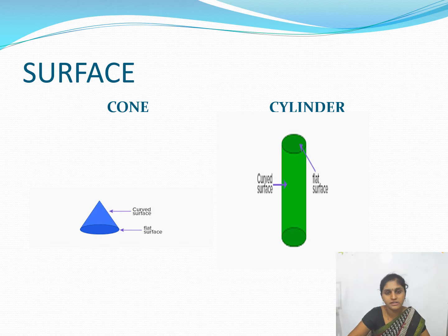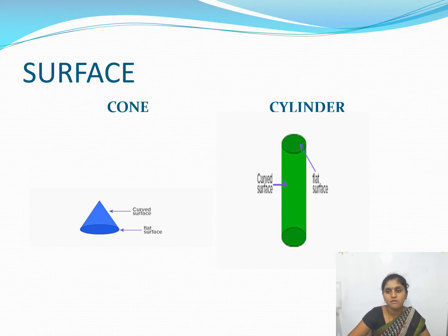See here, it is a cone. It has two surfaces, one is a curved surface and one more is the flat surface. You will celebrate the birthday now, and you will wear the birthday cap. Which shape is it? Yes, it is a cone shape. How many surfaces does it have? Two surfaces, one curved surface and one flat surface.